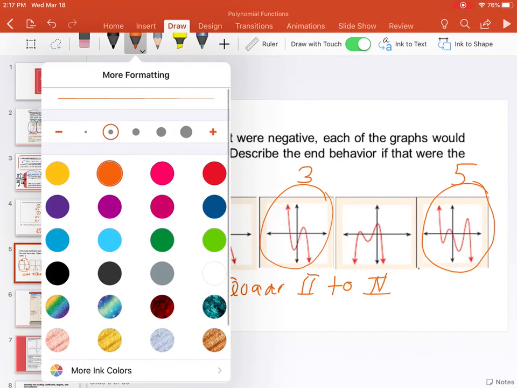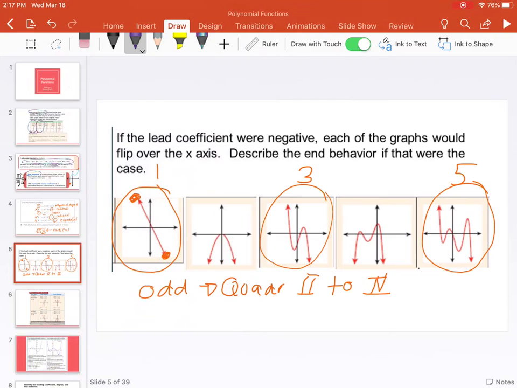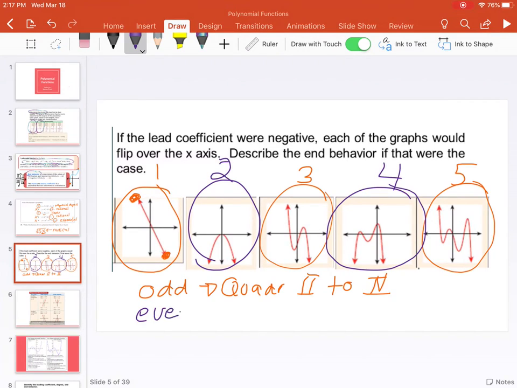I'm going to use another color here. Now if you look, you'll notice that I have a degree of 2 here and 4 here. So my even degree polynomials, and these are all also negative leading coefficients, right, negative.